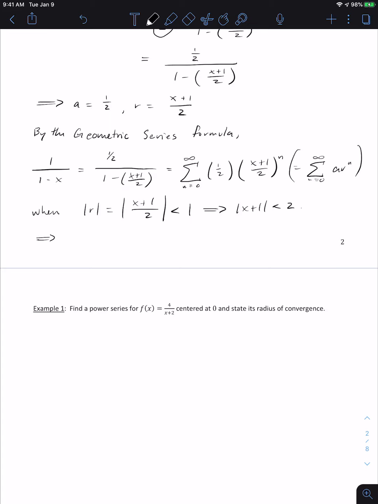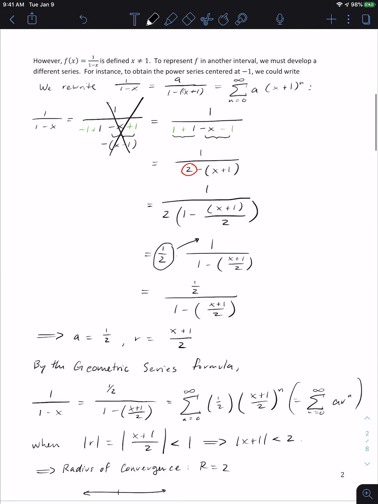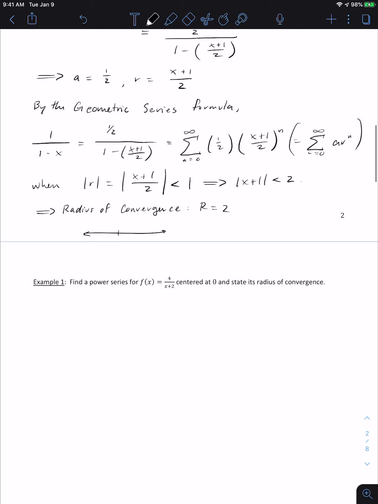So what does that mean? That means I have a radius of convergence which is r equals 2. And if I think about what this looks like on the number line, remember, where was this one centered? This one was centered at x equals -1.